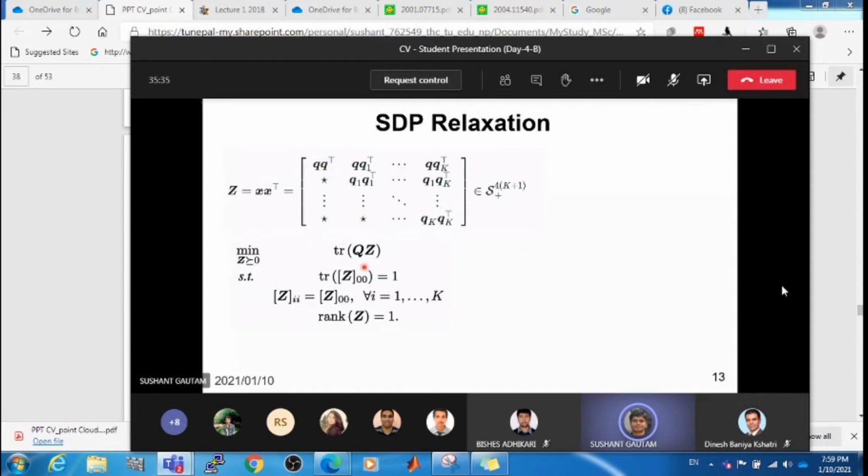Now look at the third constraint, the rank of Z. Z is x x transpose. Remember what x is again? A column vector with q and the qk's. Z has rank 1. How? With just one independent term, q. All qk's are dependent on q. So from the rank theorem, we can say Z also has rank 1.